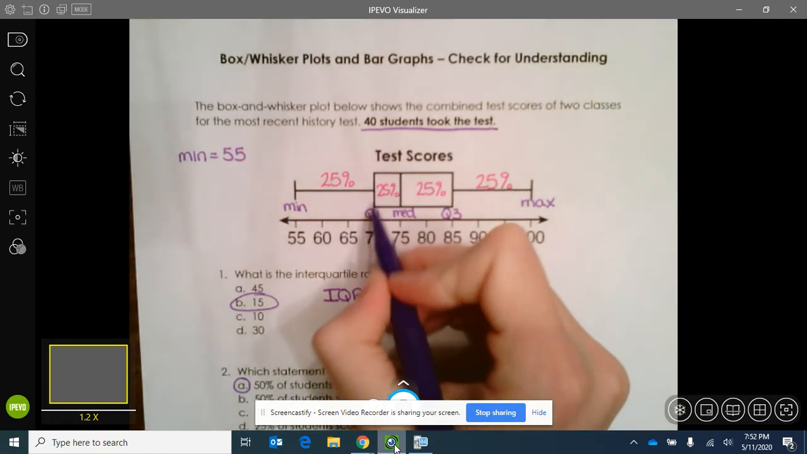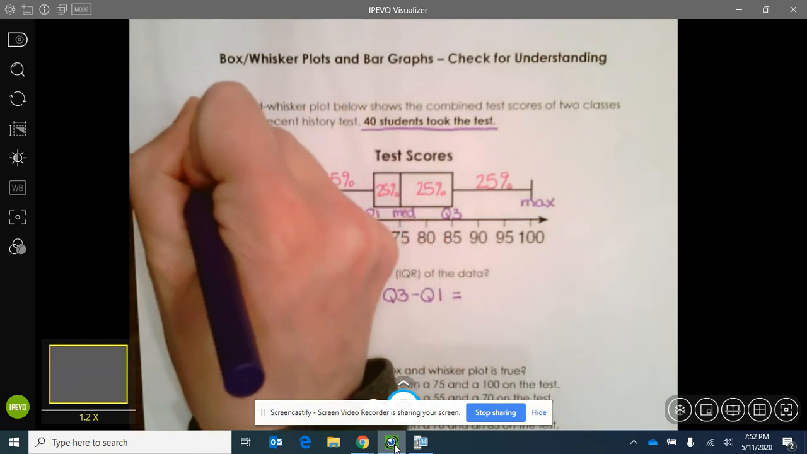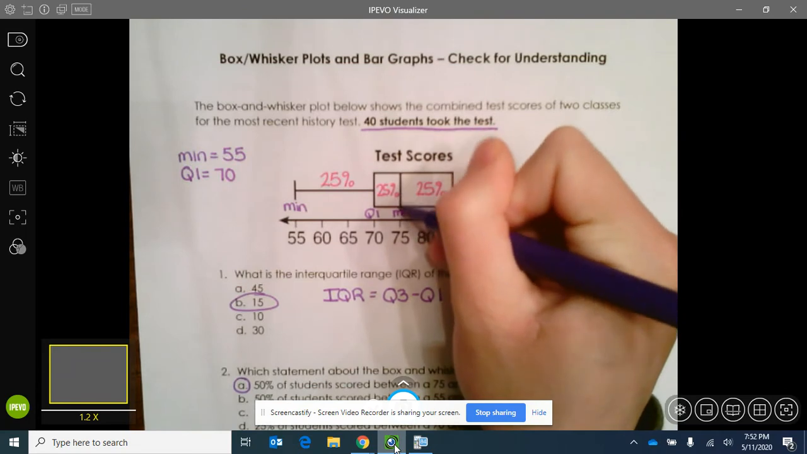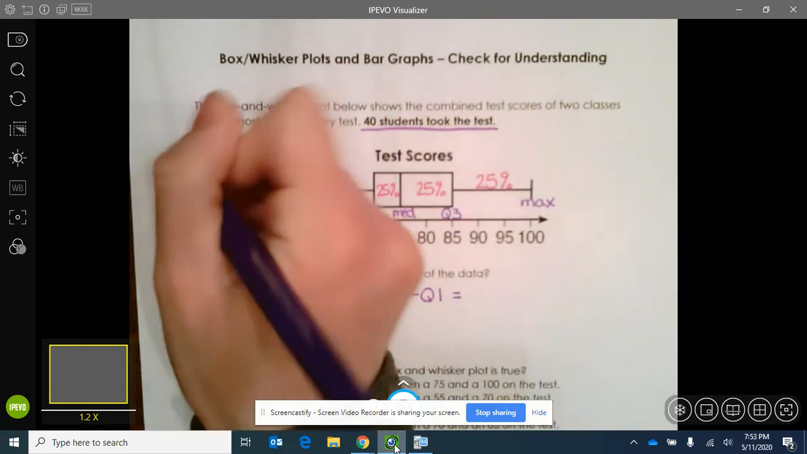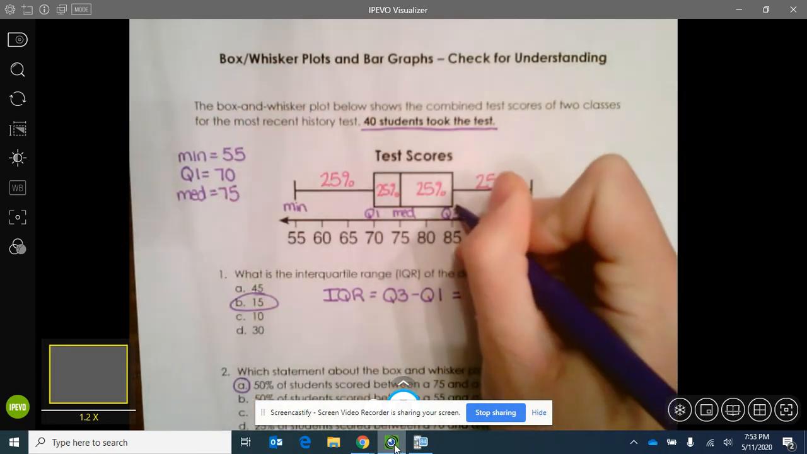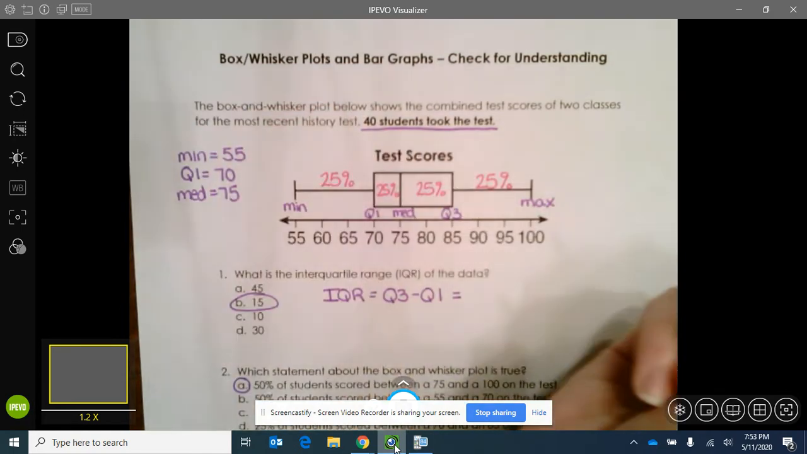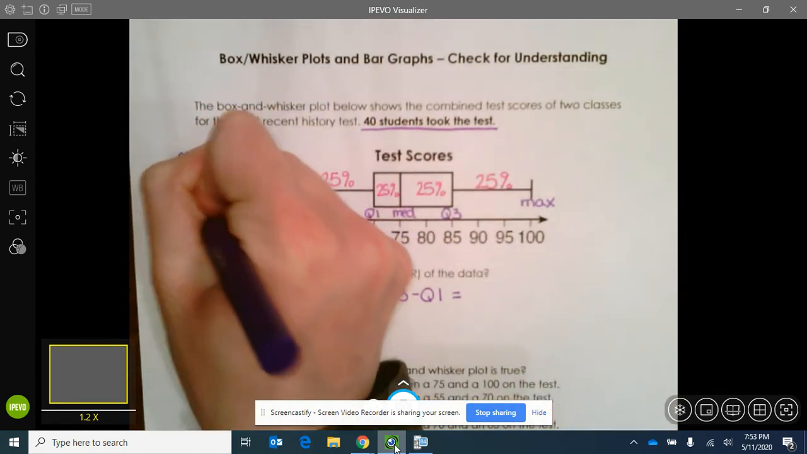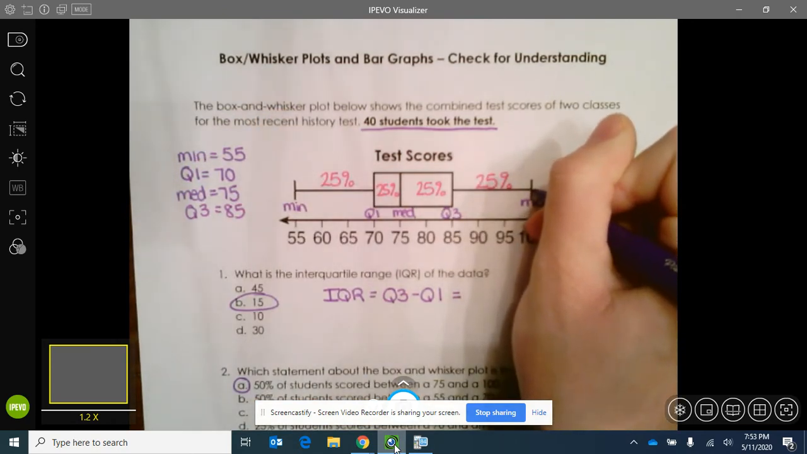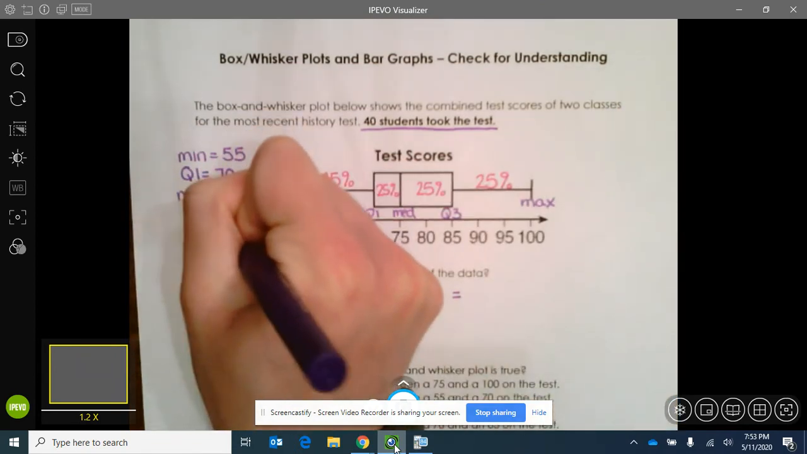This is going to be my 5-number summary. My lower quartile, or my first quartile, is the left side of my box, which would be 70. My median is the line in the middle of the box, which is 75. My Q3, or my upper quartile, is the right-hand side of the box, which here would be 85. And then my max is this number on the far end of the right whisker, which would be 100. So that's my 5-number summary.